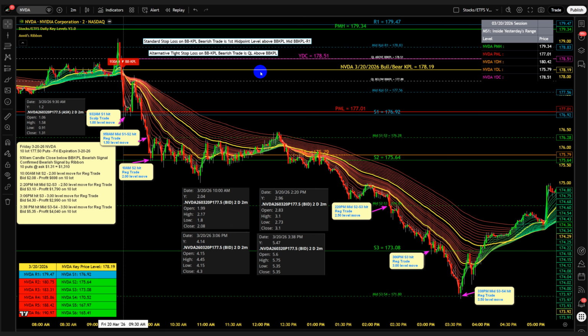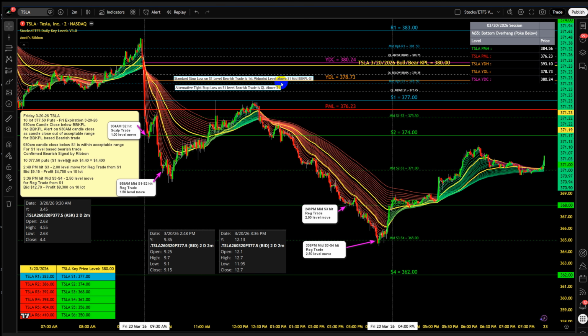Next, we will move and look at the Tesla chart. Okay, so now we'll look at the Tesla chart. Starting off here, we have the 9:30 a.m. opening candle here, which is this long candle here. It does close below the bull bear KPL.